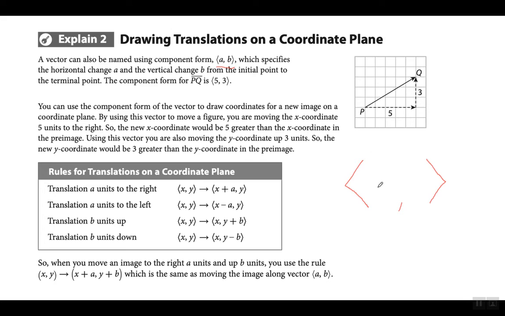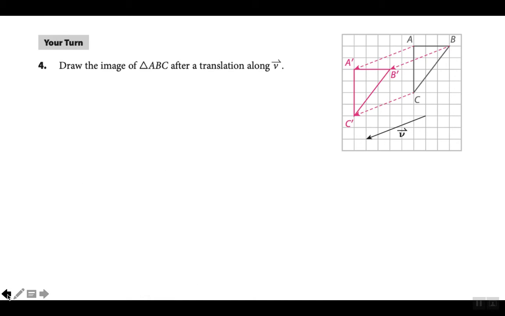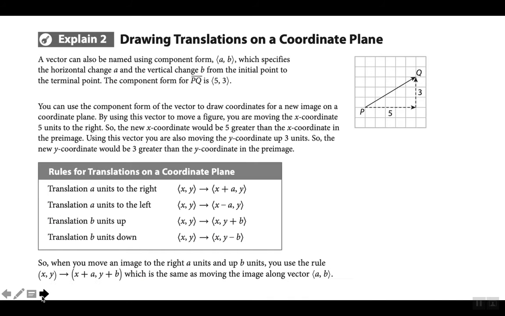If you recall, I said that the x coordinate controls movement left and right, and the y coordinate controls movement up and down. If you move the figure to the right, you're going to add to the x coordinate. If you move it to the left, you're going to have to subtract. In other words, if you add a number to x, it moves the shape to the right. If you subtract a number from x, it moves the shape to the left.